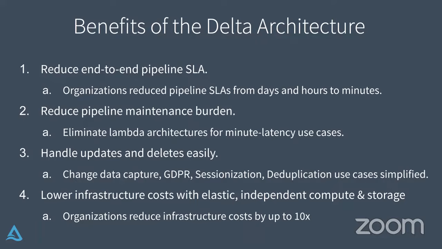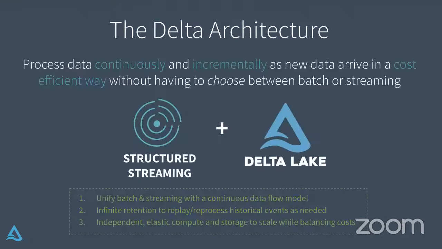And then lower infrastructure costs with elastic, independent compute and storage, right? Like I said, we have organizations reducing the infrastructure cost by up to 10x, and that's exactly what Comcast has done. Again, in Spark Summit San Francisco last year, in the keynote session, they talk about that, okay? And so in a nutshell, that's what the Delta architecture is, right? To process data continuously and incrementally as data arrives in a cost-efficient way, without you having to choose between batch or streaming. Okay.